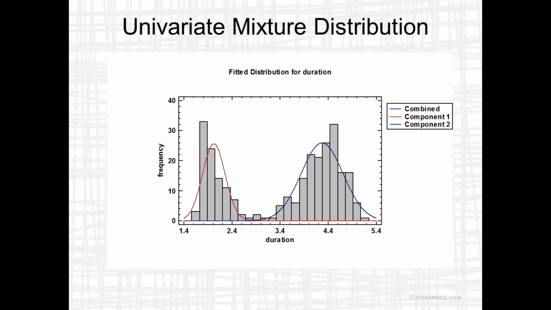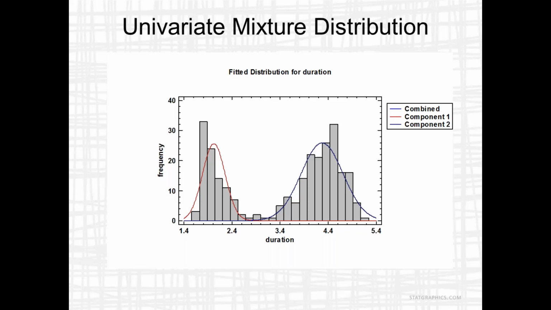It's been well studied, the duration of the eruptions of Old Faithful, and it turns out that there are some eruptions, quite a few, that have a mean of about 2 minutes, and then other eruptions that have a mean of about 4 minutes. No single distribution is going to be able to model that type of data. So what we have here is instead the ability to fit a mixture of Gaussian distributions.